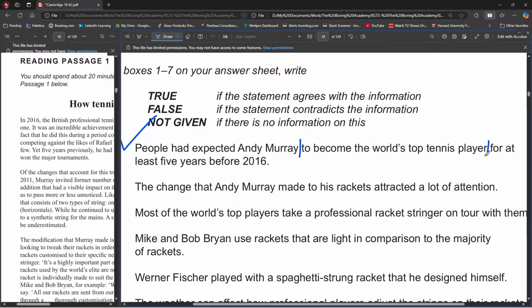This is also another idea. For at least 5 years. This is also one idea. And there is one more piece of information, that it should be before 2016. Can you see 4 different ideas in one question?